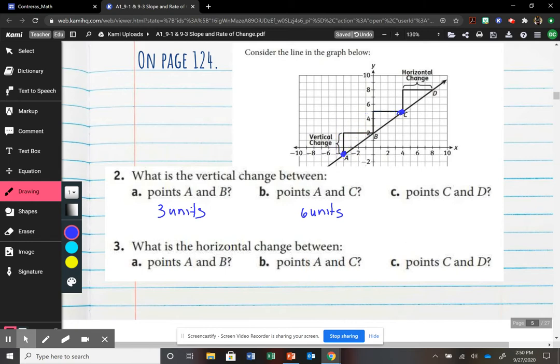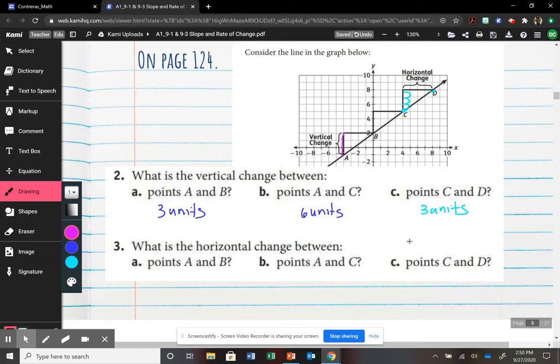All right, let me erase all this. And now we're going to look at the change in points, the vertical change in points C and D. So here's C and D, and the vertical change is 1, 2, 3. So here we have 3 units. All right, so now we're going to look at the points A and B, our horizontal change. So this is the vertical change. The other one was between A and C.